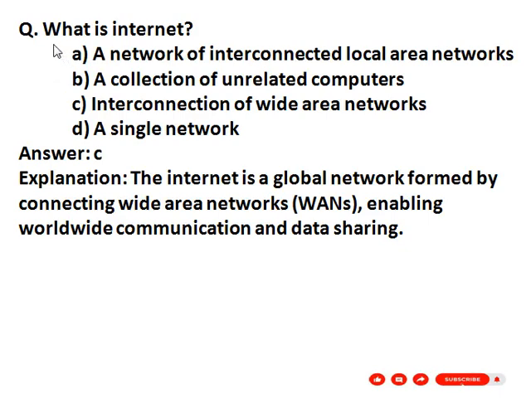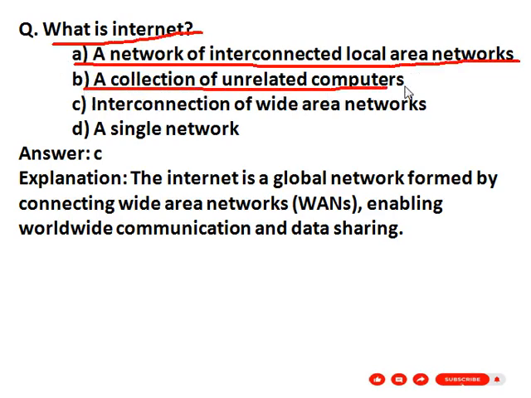What is internet? Given options are A. Network of interconnected local area networks. B. A collection of unrelated computers. C. Interconnection of wide area networks. D. A single network. The correct answer is option C.